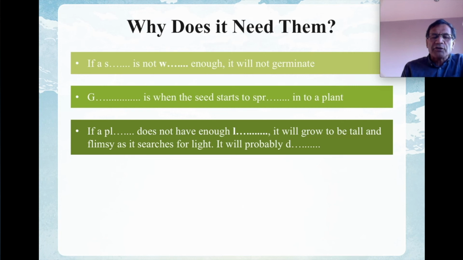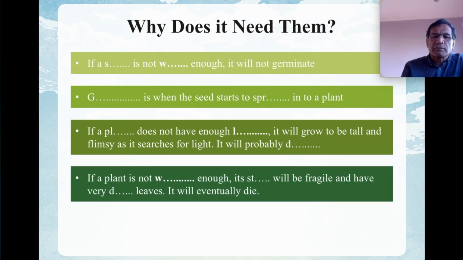This kind of factual information is what you need, and also it's the scientific vocabulary that you need to start using. If a plant does not have enough, starts with an L, it will grow to be tall and flimsy. As it searches for light, it will probably, starts with a D. Remember, pause the video when you want, if you need time to do this. Or you can do this all at the very end, after the video has finished. If a plant is not, starts with W, enough, its stem will be fragile and have very something leaves starting with D. It will eventually die.